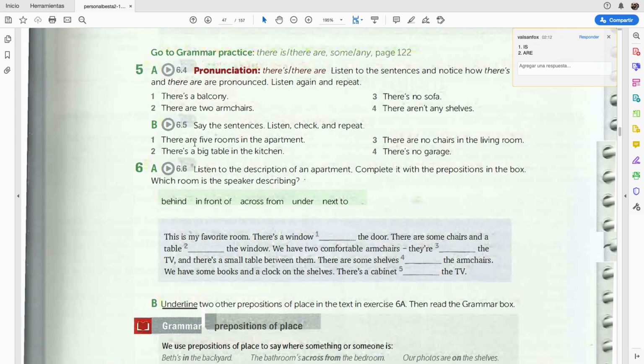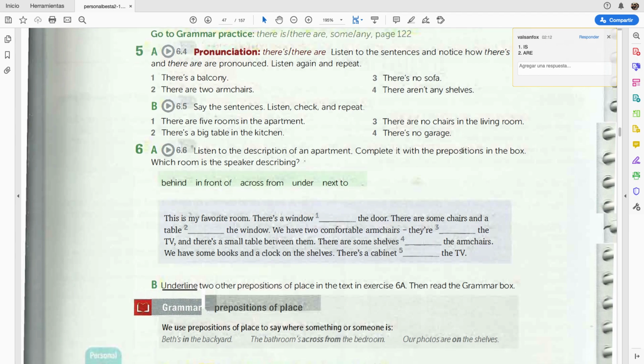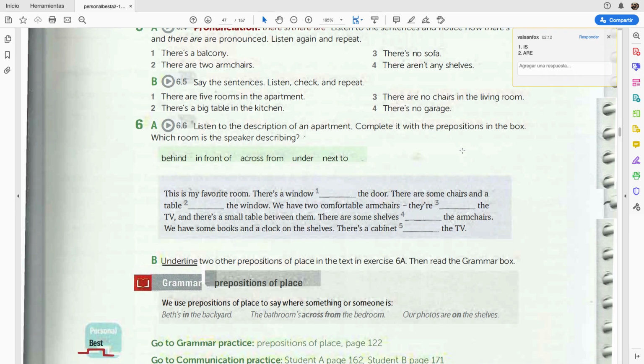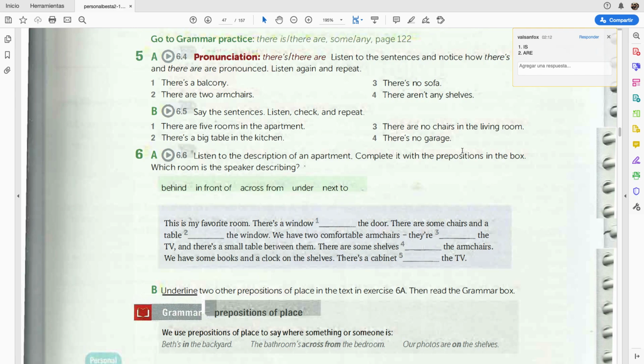Say the sentences, listen and check. Listen again. There are 5 rooms in the apartment. There's a big table in the kitchen. When you say there's a big table, there's a big table in the kitchen. 3. There are no chairs in the living room. And finally, there's no garage. Okay? Interesting.